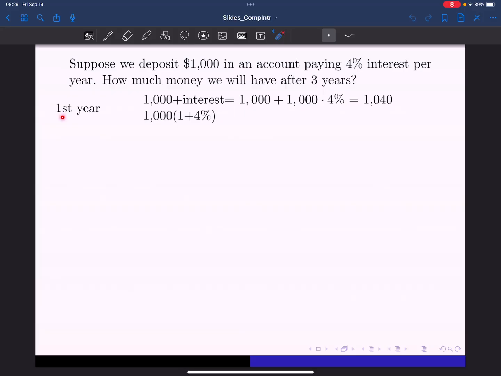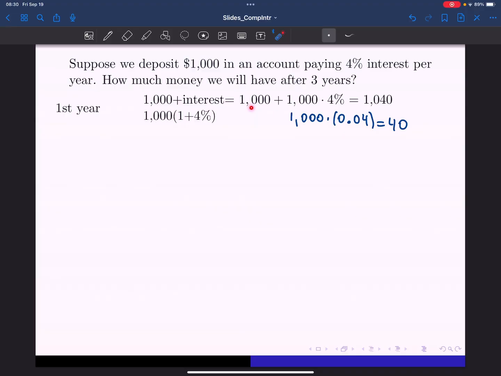So let's see. After the first year, we have the 1,000 that we deposited plus the interest paid by the bank. The interest is 4%, so we need to change 4% to a decimal and multiply it by this 1,000. So we will have the 1,000 that we deposited, and this is the interest. If we multiply 1,000 times 0.04, that's going to be equal to $40.